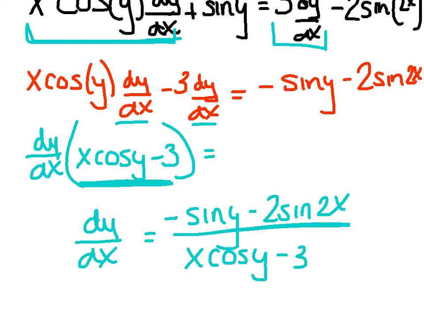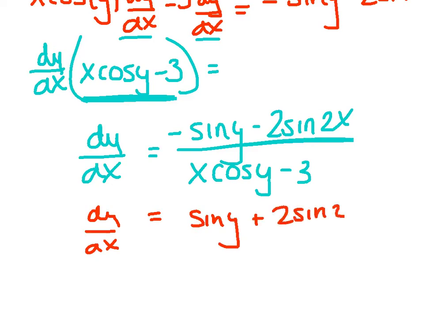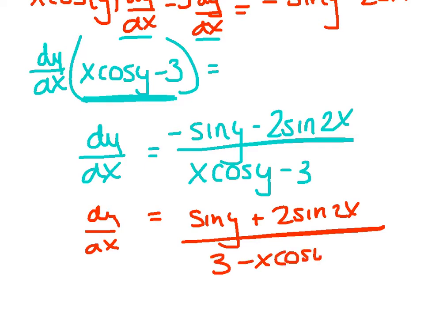Now remember, you could have the complete opposite. And basically, if I don't see this as my choice, hopefully I'm seeing the complete opposite: the positive sine of y plus 2 sine of 2x all over 3 minus x cos y. And of course, I just reversed the order there.